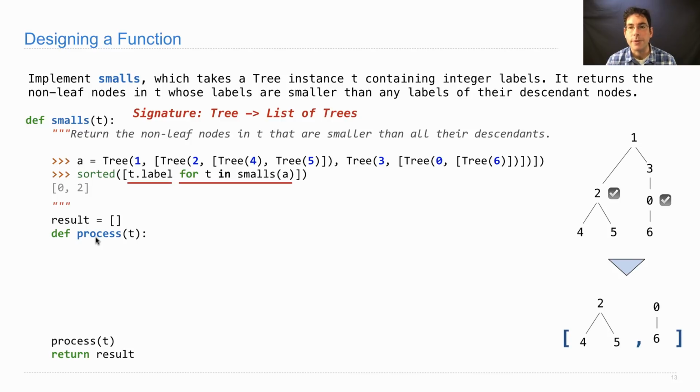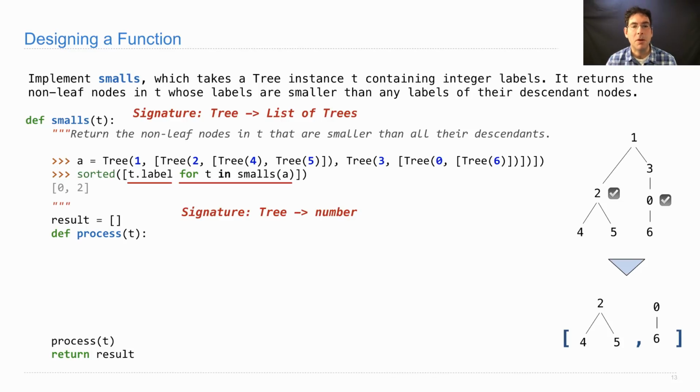I think what process should do is take in each node of the tree and figure out what's the smallest label in that tree. Why do I want to do this? Well, in order to figure out whether 1 is one of the nodes I'm looking for, I need to know what's the smallest label here and what's the smallest label here, because 1 has to be smaller than all of its descendant labels. So the goal of process, which I've discovered just by thinking about how I'm going to implement smalls, is that I need a function that tells me what's the smallest label in a tree.